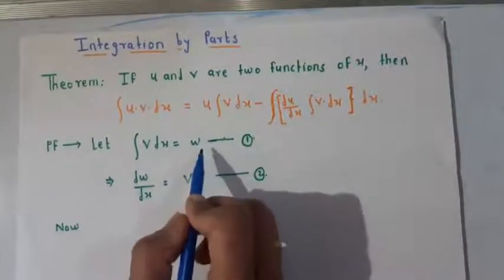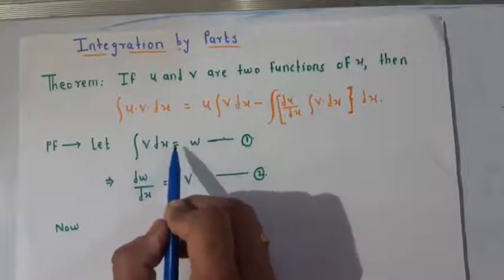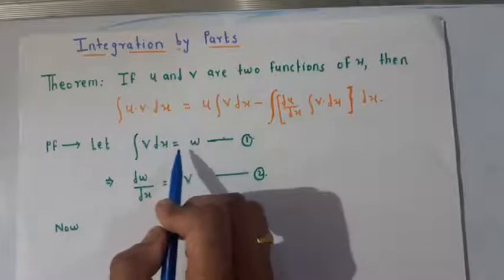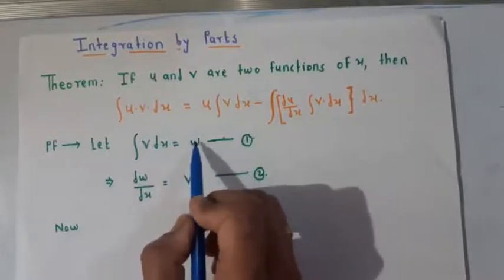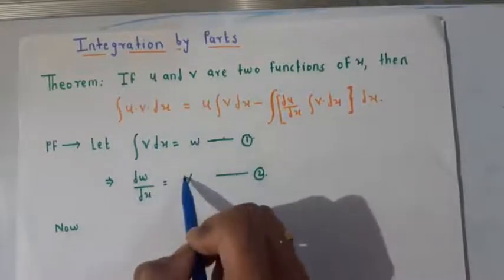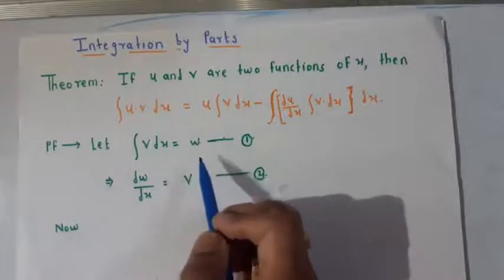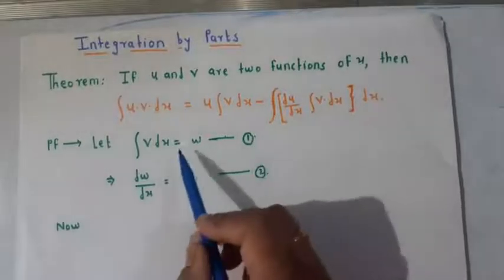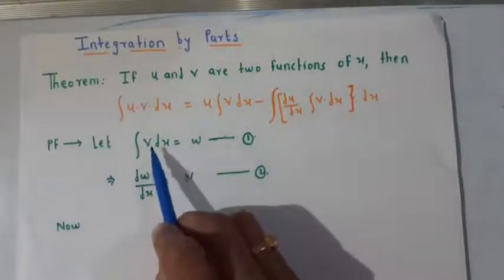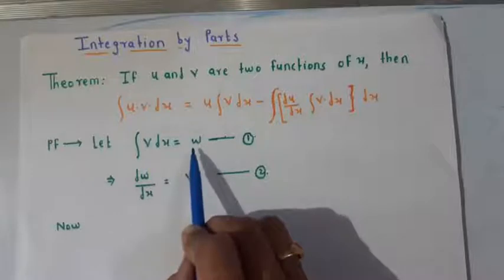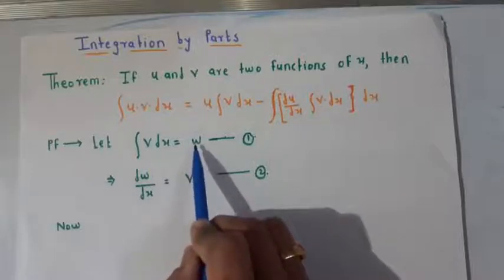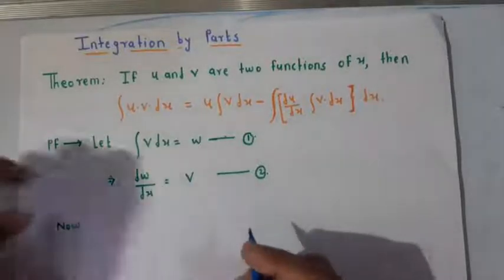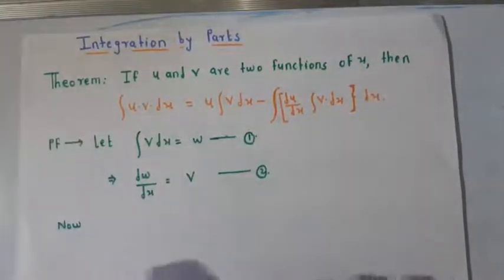Remember also this. As the integration of v with respect to x is w, and you know that integration is antiderivative, that's why the differentiation of w with respect to x is v. According to the definition of integration, that is, integration is the antiderivative, if the integration of v with respect to x is w, then the differentiation of w with respect to x is v.